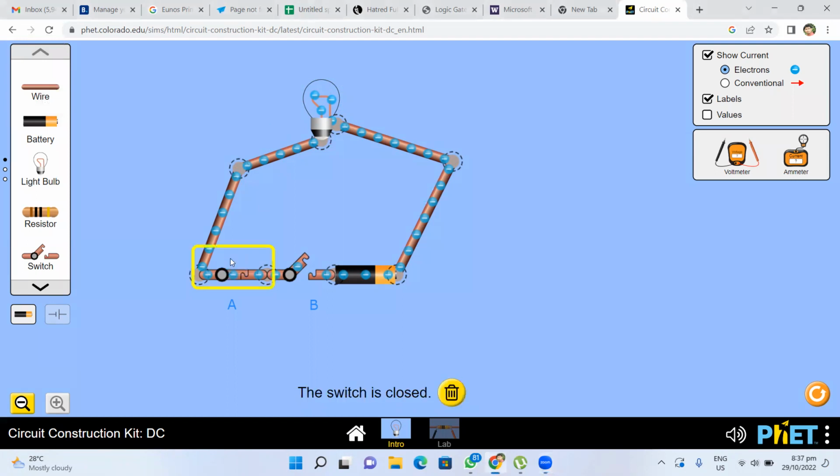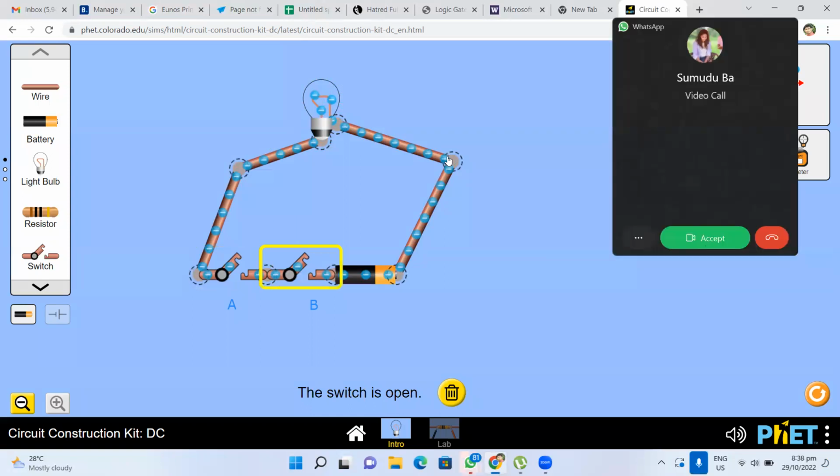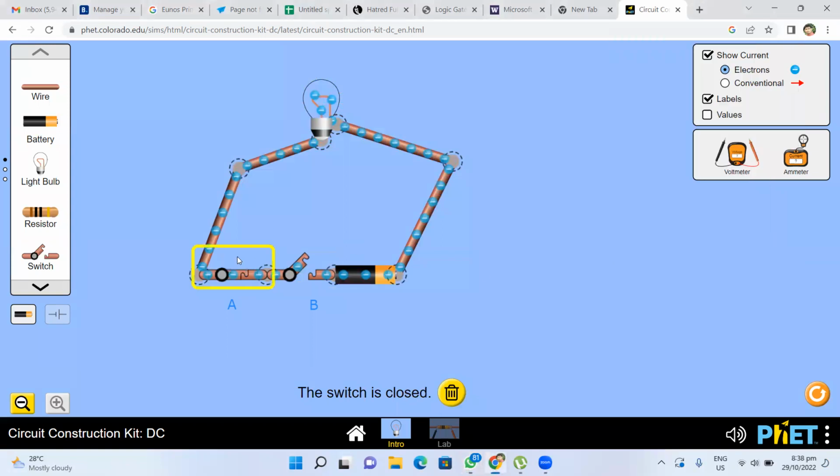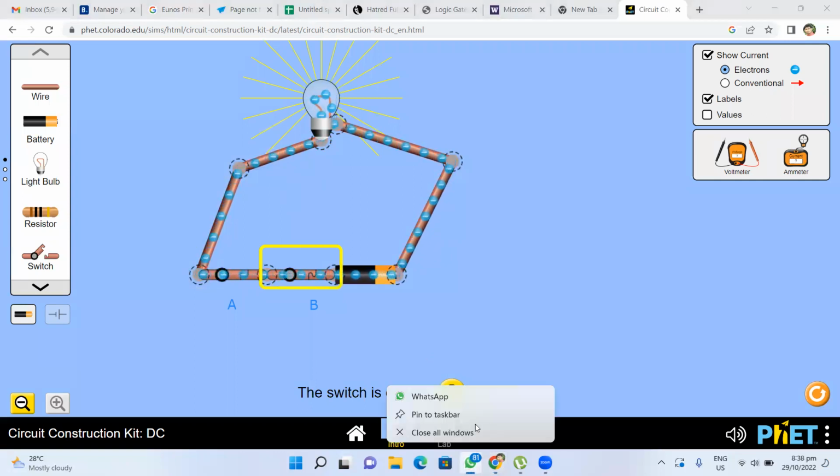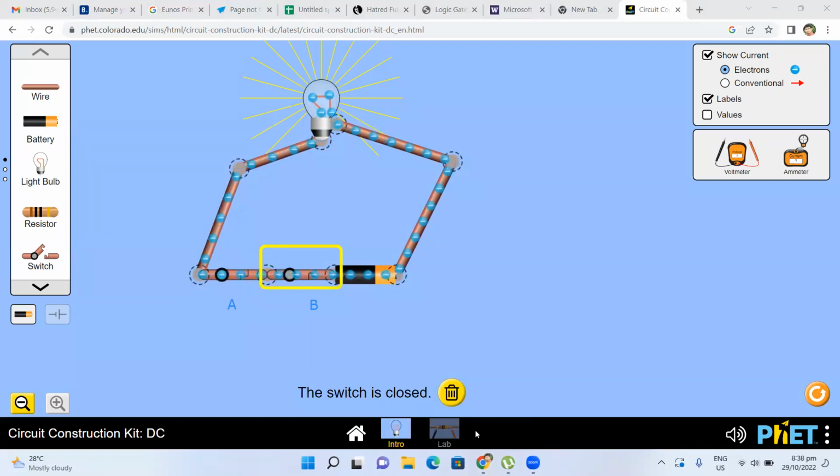Here, if you close switch A, the bulb will not work. If you close switch B, the bulb will not work. So what can we do? Yes, you can close both switches, A and B. Then you can see the bulb is working. A and B both closed, then the bulb will work. So this is one logic. This logic is called AND logic.